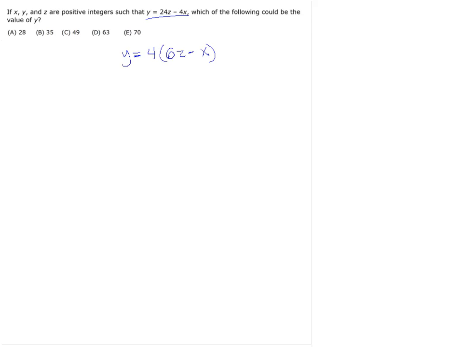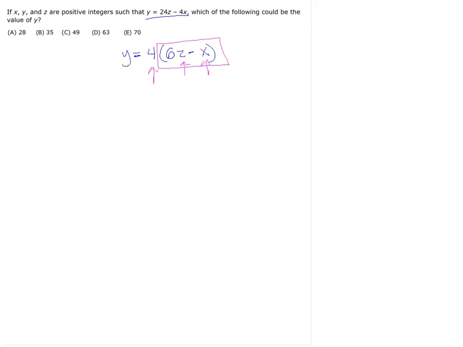A very simple step, and so many students miss this, okay? What I want you guys to see here now is y is equal to 4 times something in here. I wouldn't even care what's in there. We know that z and x are both integers. So we'll put an integer inside of the pink box, right? So what we have is y is equal to 4 times some integer.